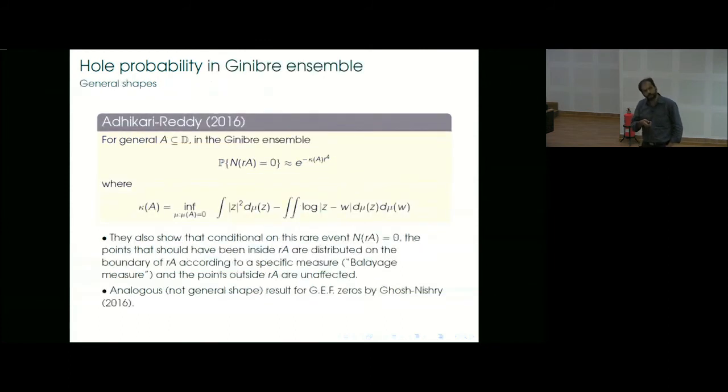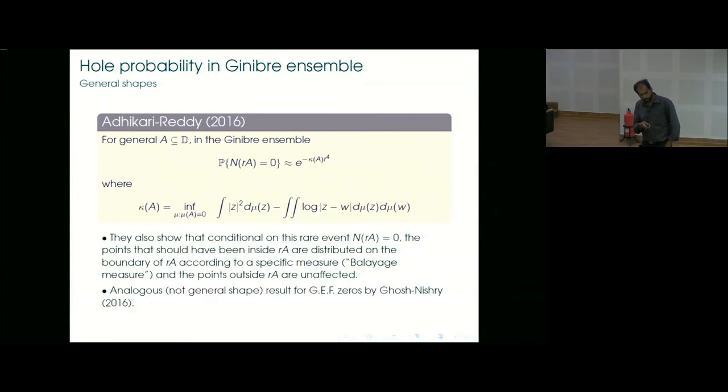Karthik Adhikari and Nandakishore did this. They were students who graduated from IISc last year. They considered this problem and managed to find the constant. If you look at any region, you can scale it and assume it's inside the disk, and the probability there are no points inside r times a large dilation does decay like e to the minus a constant times r to the 4. And what is that functional of shapes? It comes from a variational problem. It is the infimum of some functional on the space of measures. So you see some large deviation here.